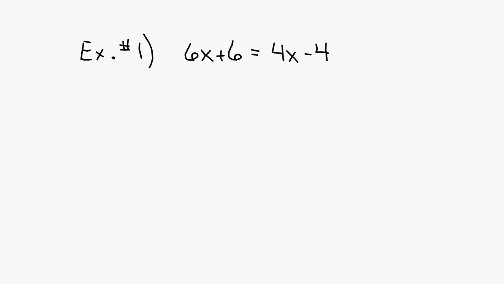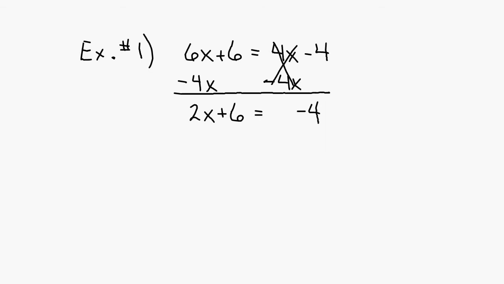What you want to do when you're solving these equations is you want to move the variable that's the smallest. In this case, the 4x is smaller than the 6x. So you want to subtract 4x from each side. These 4x's will cancel out, and 6x minus 4x is 2x. The rest of the problem just gets rewritten. So now you've got your variables on one side of the equal sign. The next step is to get your regular numbers on the other side of the equal sign. So in this case, you would subtract 6 from each side.